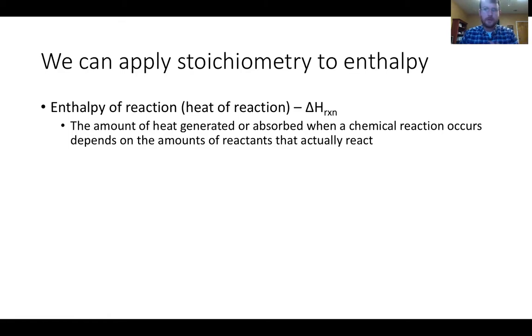Now, I want you to think about things. For 1 mole of propane, we combust it, we get negative 2,044 kilojoules. Is that an exothermic or an endothermic reaction?